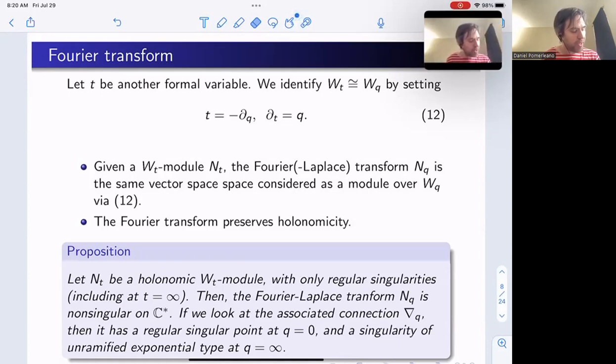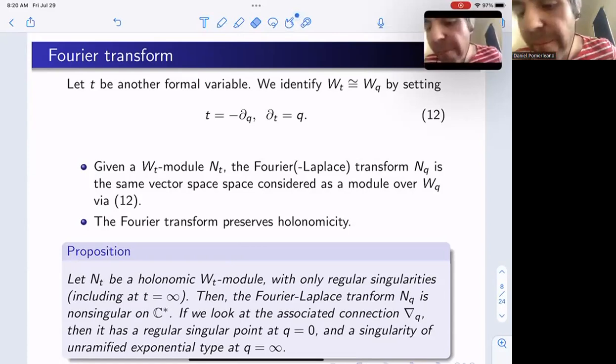So if you look at the associated connection, then it has a regular singular point at Q equals 0, a pole of order 1 basically, and it has a singularity of unramified exponential type at q equals infinity. So the idea that we have here is to try to take some module with only regular singularities in some t plane, make a Fourier transform, and try to show that that's the quantum connection.